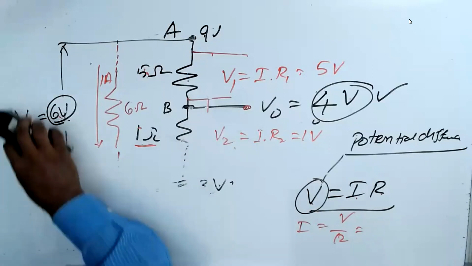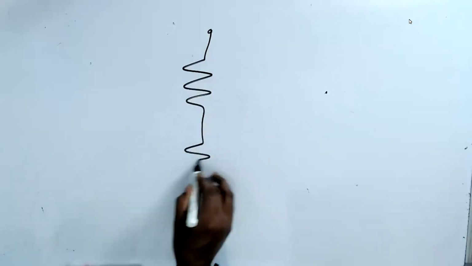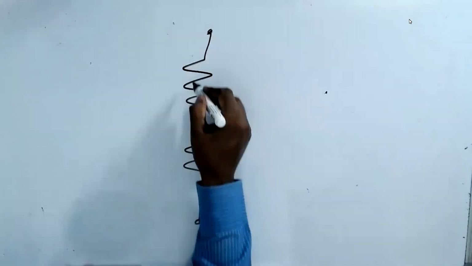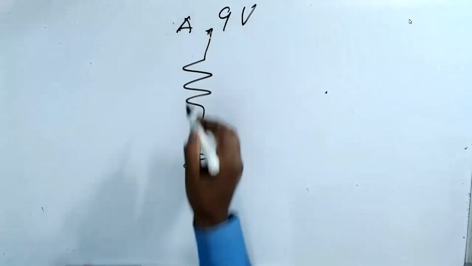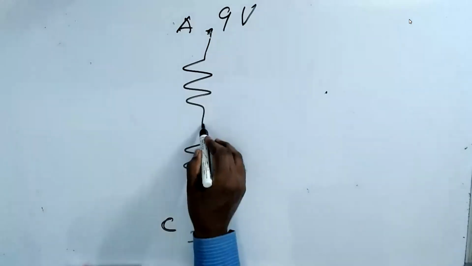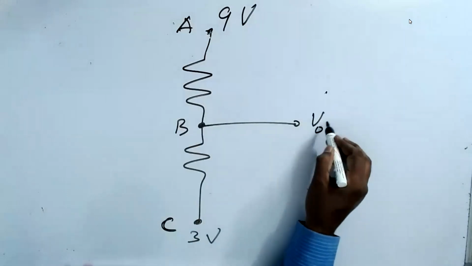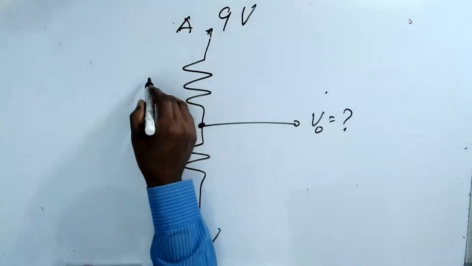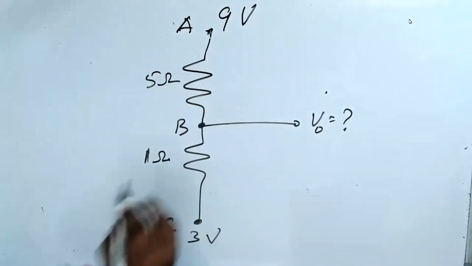Now I'll draw the circuit. I will solve the problem one by one. You tell me which step you don't understand. I have 2 resistors connected in series. The top point is 9 volt, point A. Point C is 3 volts. Point B, I'm asking what is the voltage. And this one is 5 ohm. This one is 1 ohm.